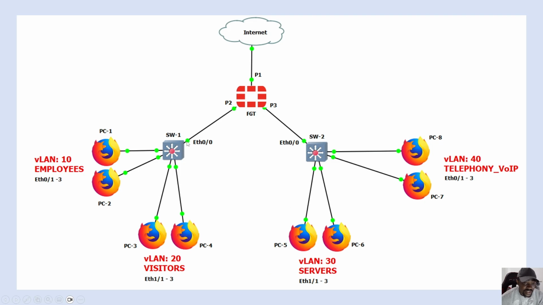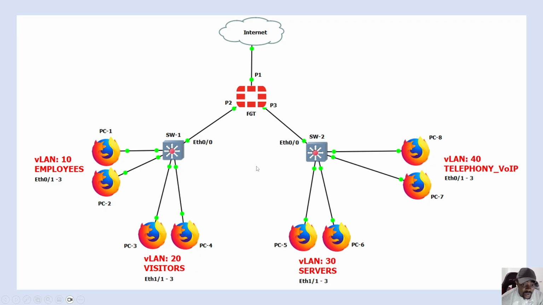Then these 2 ports, Ethernet 0/0 on each of the switches, are going to be configured as trunk ports, so that this can allow inter-VDOM communication on the switch. This will permit traffic from different VLANs to pass through the switch. So that's where we are going to configure VLANs.